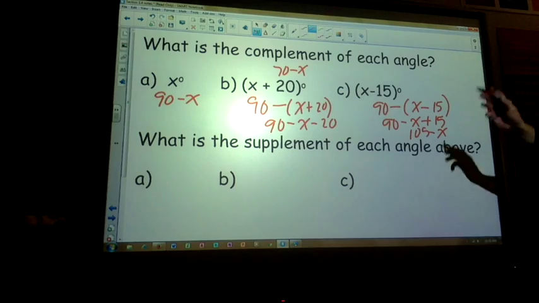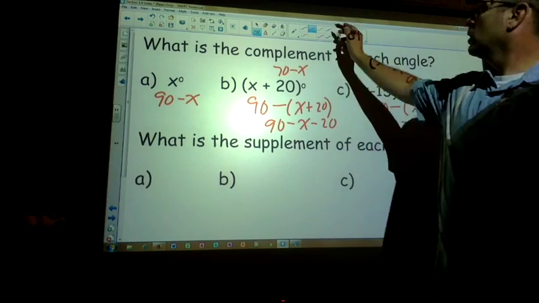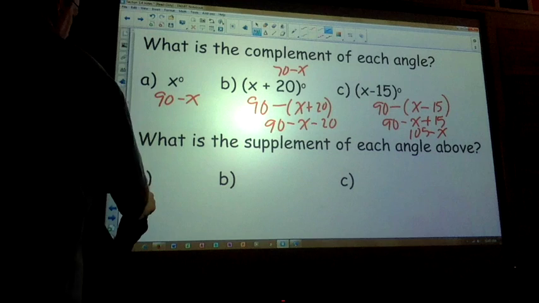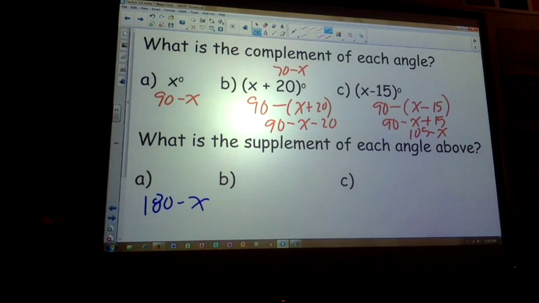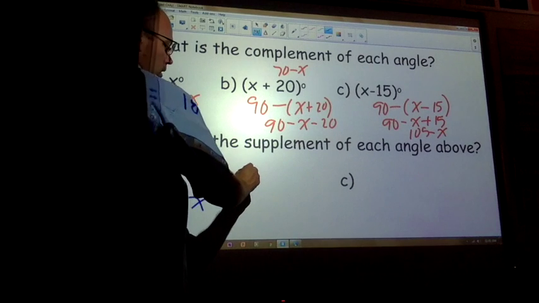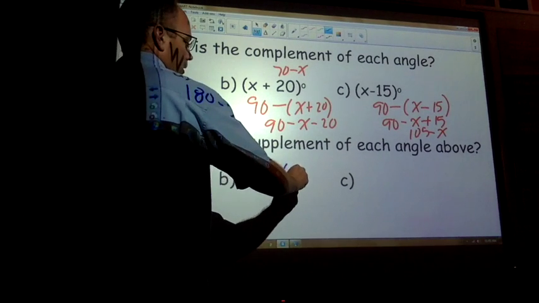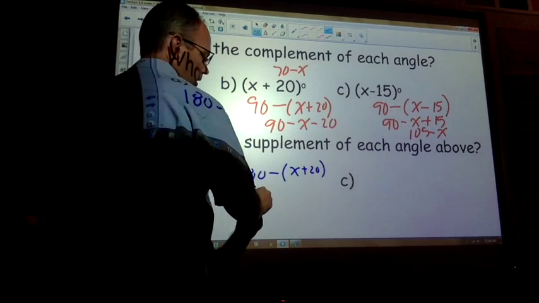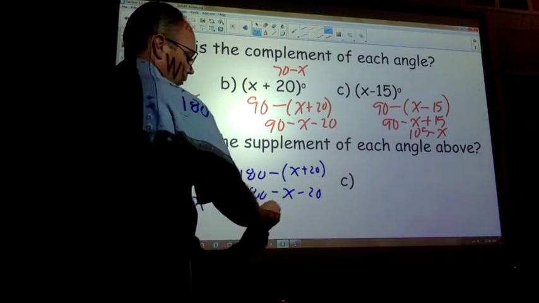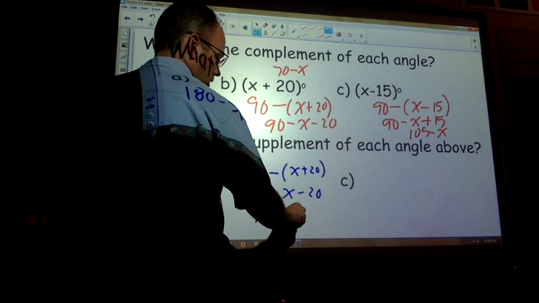What's the supplement of each? Help me out. 180 what? I like it. 180 minus x. Sweet. What about the next one? 180 minus? Good. I like the parentheses. Distribute. 180 minus x minus 20. Was that 160 minus x? Sweet.